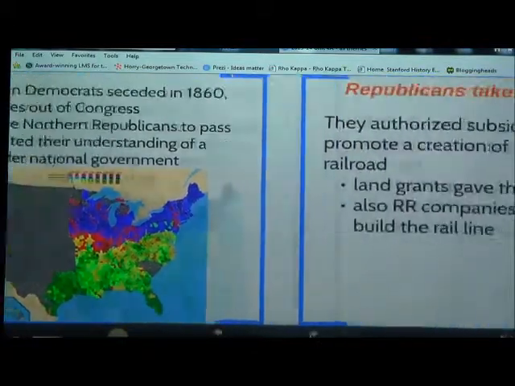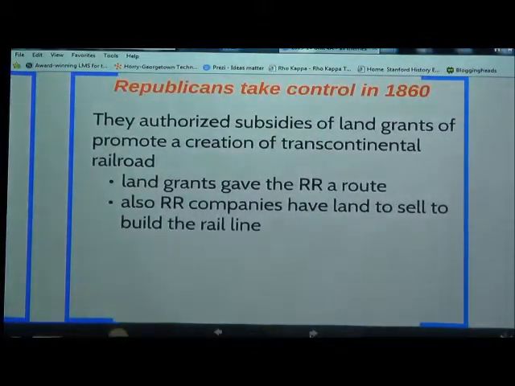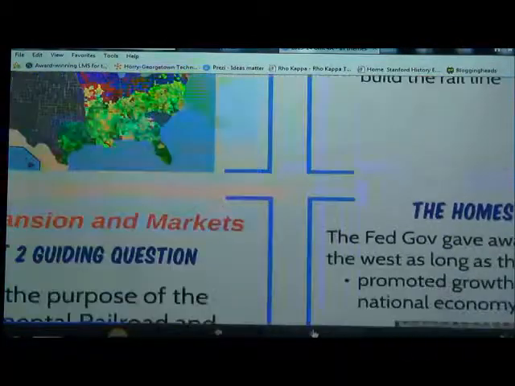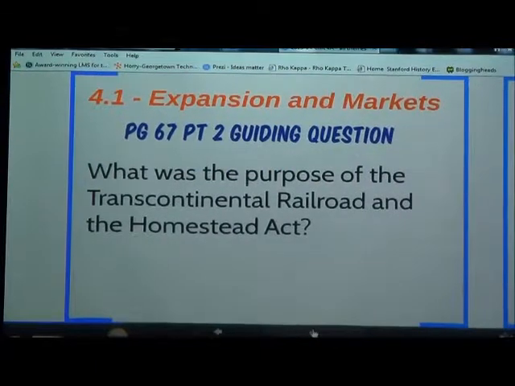And in this case, one of the things that they passed was the authorization of subsidies, and specifically in the form of land grants on both sides of the railroad, which would allow the development of the transcontinental railroad. Land grants were given along the railroad route, and the railroad companies could use that land either to build rail lines, or they could sell that land, or a lot of times what they did was build little towns and then charge high rents along that line.